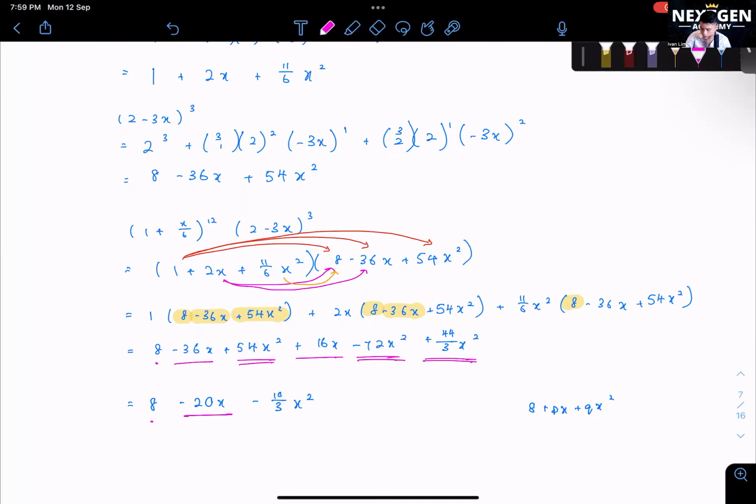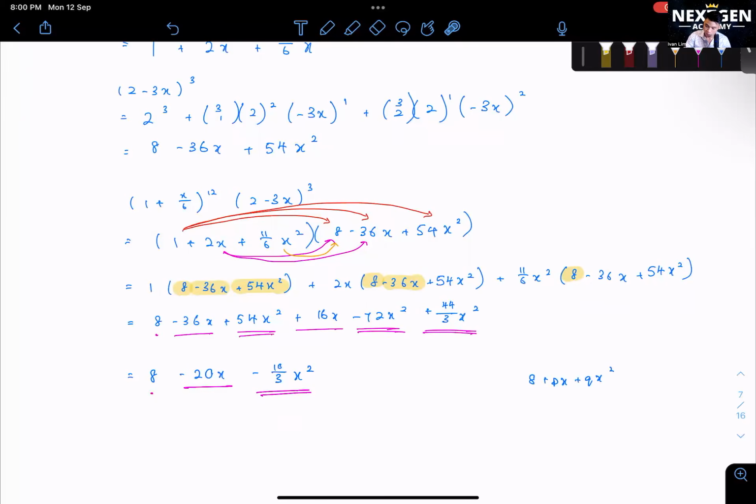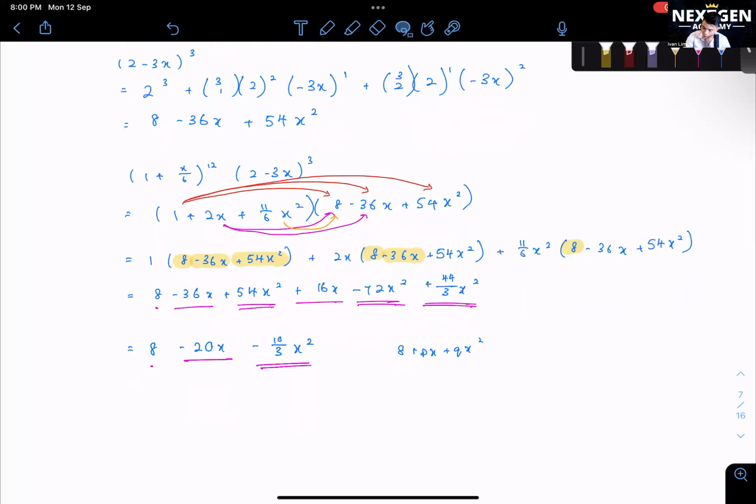So create your own systems so that you are clear and you try to avoid careless mistakes over here. Because if you keep looking at it later, if you don't create any system, you might be jumping here and there, you might lose out one of the values you didn't calculate. Then we compare with this one. Negative 20 will be p. Negative 10 over 3 will be q. So we write down p equals negative 20, q equals negative 10 over 3.